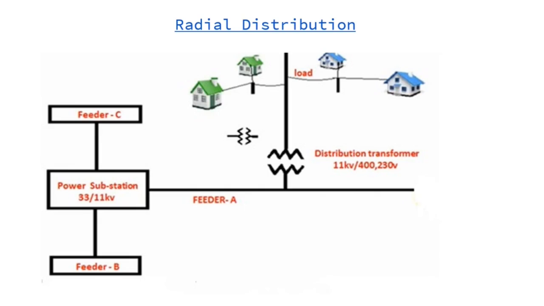and this feeder A is further connected to four houses. You can easily see that from any one house you will have only one path between the house and the power station. So basically if any interruption occurs between any path, at any place, then the whole electricity will be cut down to the houses.